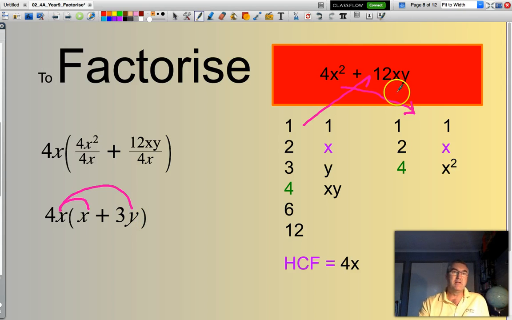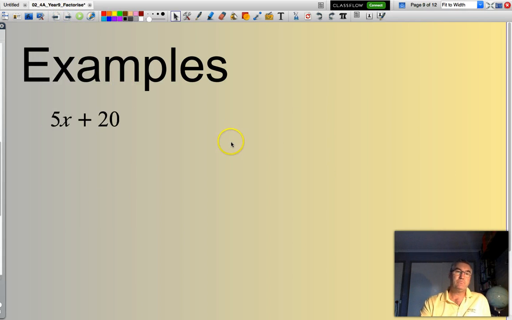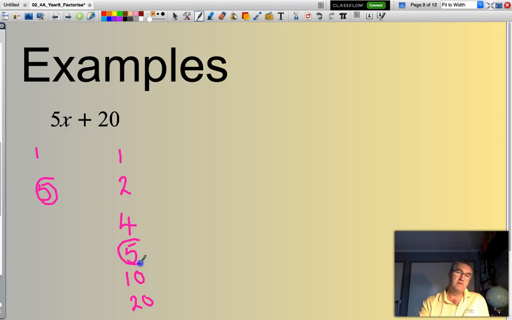Right. Let's just do a couple more just to verify that understanding. Now, looking at this one here. So, factors of 5x. Let's look at the digits first. Factors of 5. Okay, 1 and 5. That's quite straightforward. Factors of 20: 1, 2, 4, 5, 10, 20. Okay, it's fairly obvious, the 5 and the 5.